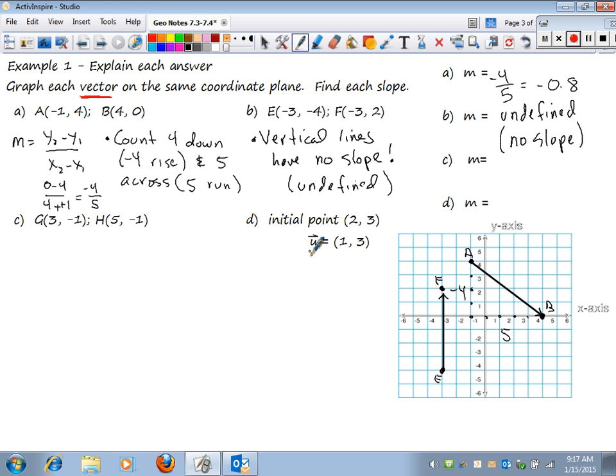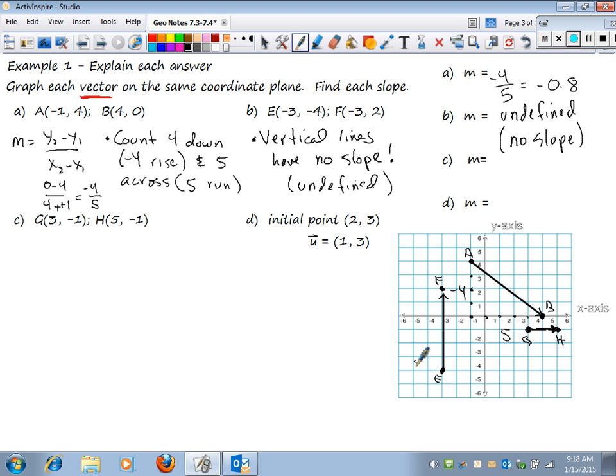Okay, letter C, 3, negative 1, and 5, negative 1 is H. So that would be G and H. And that's my vector this time. Okay, so what kind of slope does a horizontal line have then? Vertical lines have no slope. Horizontal is 0. You're not going up or down. You are going exactly flat.